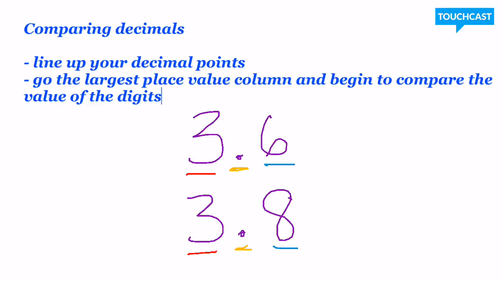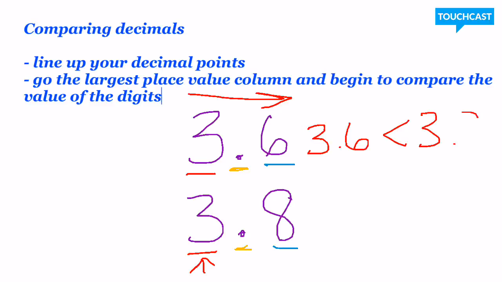So if I go to my largest place value column and I am looking in my ones places, I see that I have 3 ones in my top number of 3 and 6 tenths, and I have 3 ones in my bottom number of 3 and 8 tenths. So that doesn't help me yet compare the two numbers. I need to move right, and go to the smaller place value columns and then compare. I can immediately see that 6 is smaller than 8. So what that tells me is 3.6 is less than 3.8.